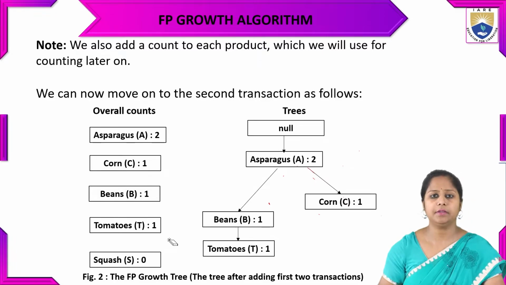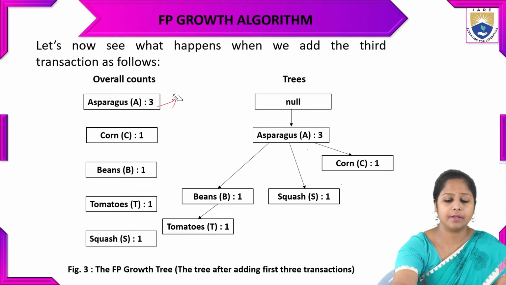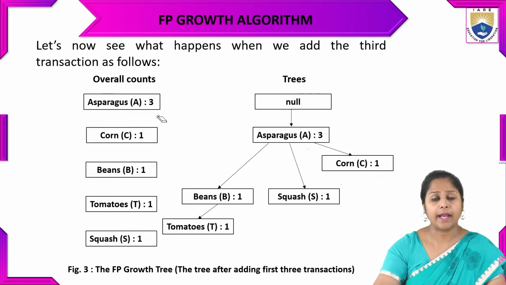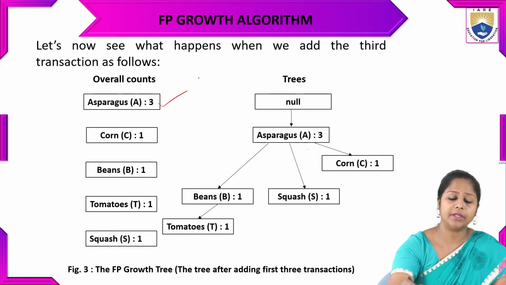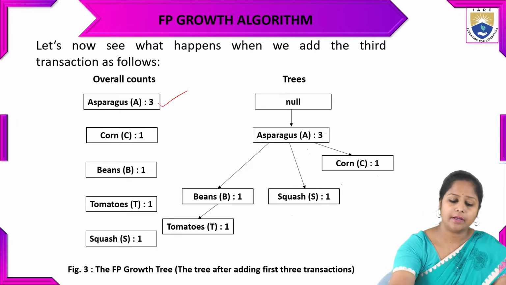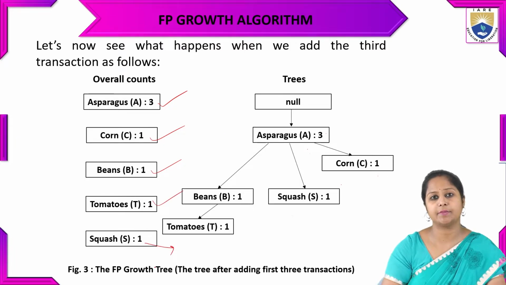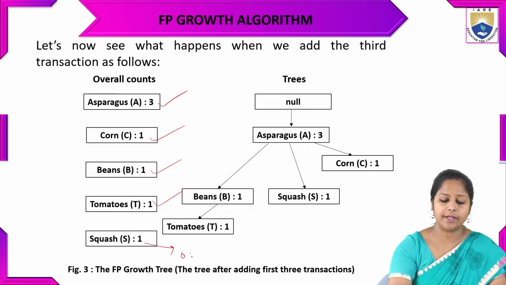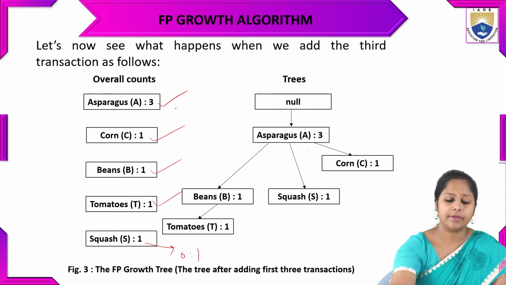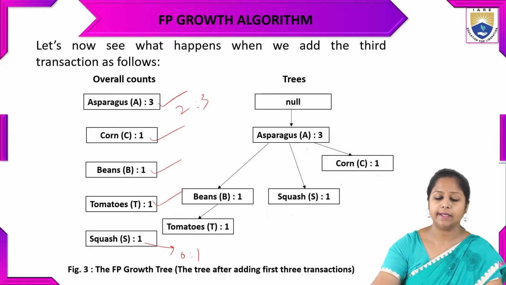Now we will go into the third transaction. In the third transaction we look at how many support counts there are overall. So now the asparagus will be 3, because it is occurring again. Asparagus, corn was there earlier, beans were there, tomato was there, and the squash has been added now. So that was 0 earlier, now it has been added as 1. So the 2 items have been added in the third transaction.